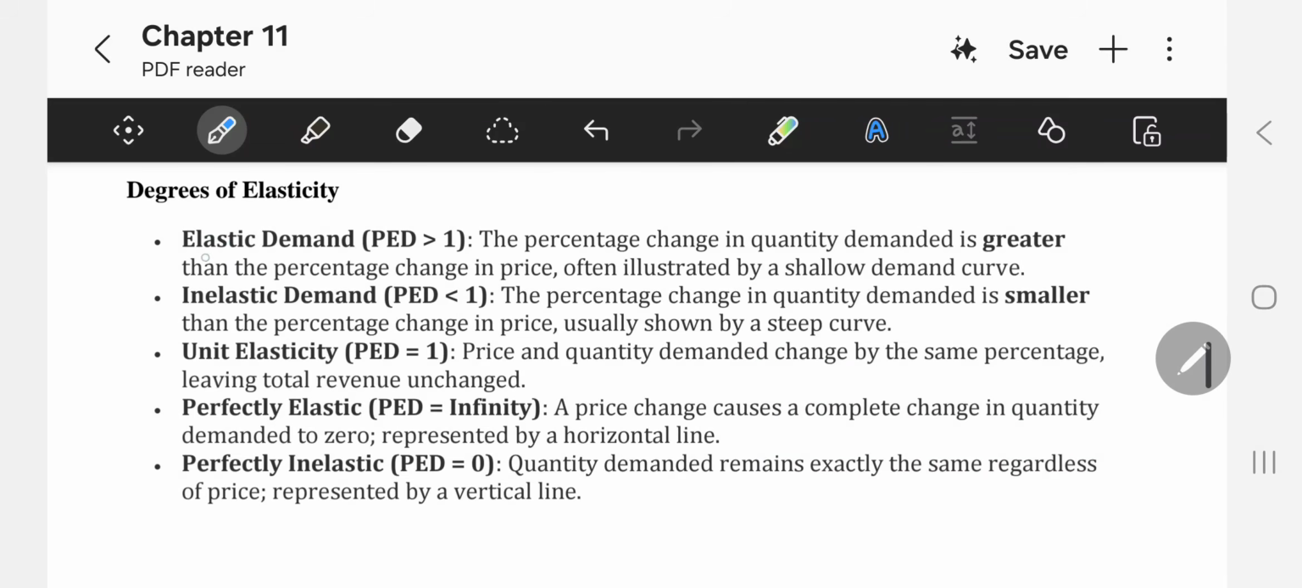All right, let's look at some examples of PEDs that we can get. We have 5 different elasticities that we can find. We have what's called elastic demand. This one is any number that's greater than 1. Remember, we are ignoring the negative sign, so this means it's greater than -1 if you include the minus sign. This basically means the percentage change in quantity demanded is greater than the percentage change in price. So a small change in price leads to a bigger change in quantity demanded. It's illustrated by a shallow demand curve.